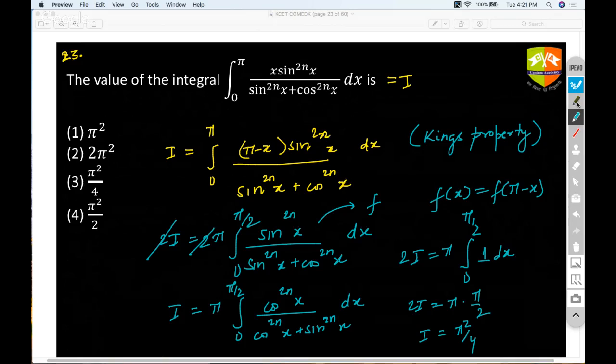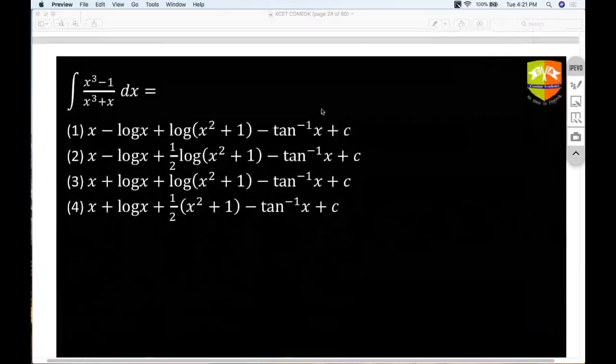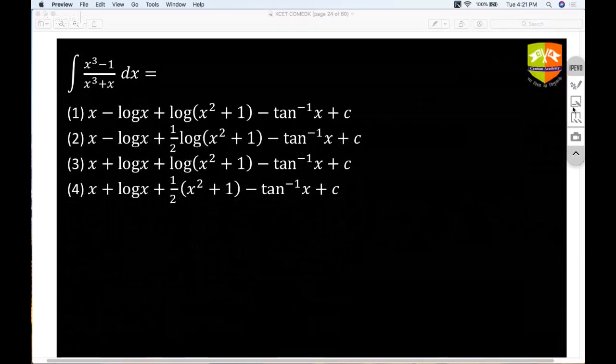I was slightly surprised because nobody else has responded to this. Was this a difficult question? By no means. We have to use King's property twice, so here also I have made use of King's property. We'll now move on to the 24th question. Integral of x cube minus 1 by x cube plus x.